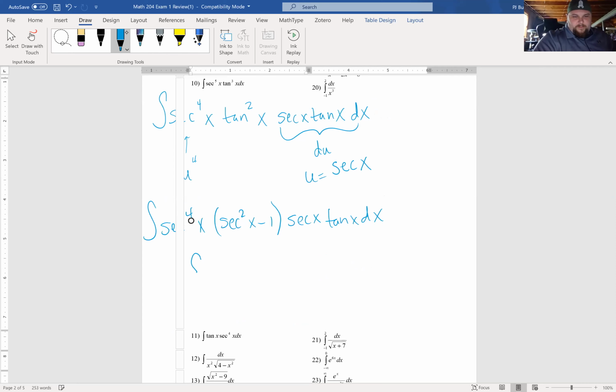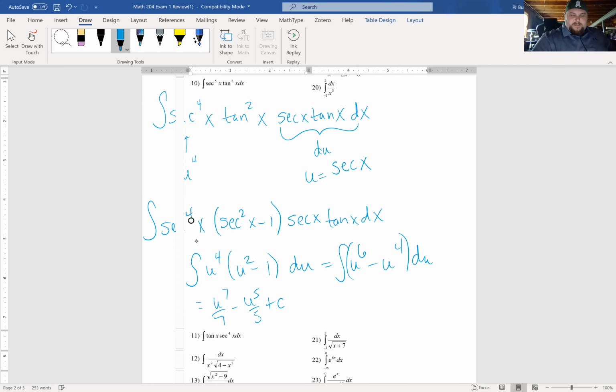So this integral then would be u squared, or sorry, u to the fourth. Right, that's secant to the fourth is the same thing as u to the fourth. Then we'd have u squared minus 1 du. And then from there, it's fairly simplistic. It's u to the sixth minus u to the fourth. Integrate. It's u to the 7 over 7 minus u to the fifth over 5 plus a constant. And then just plug u back in.